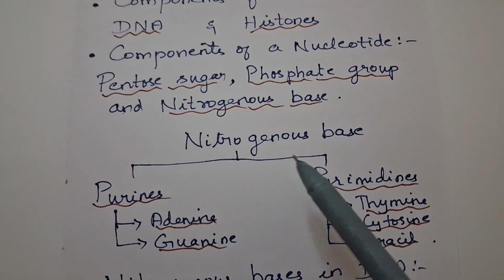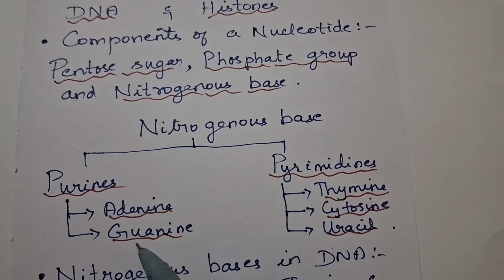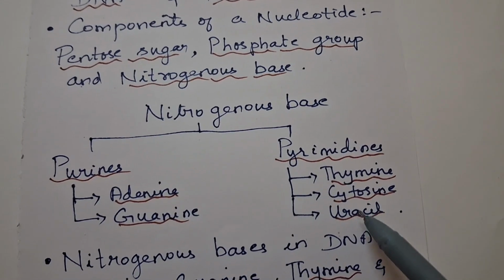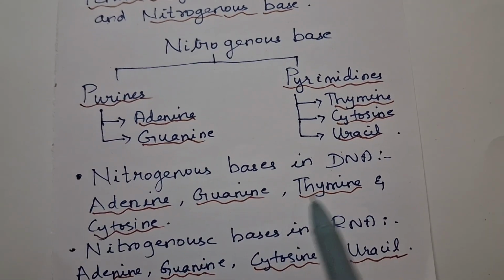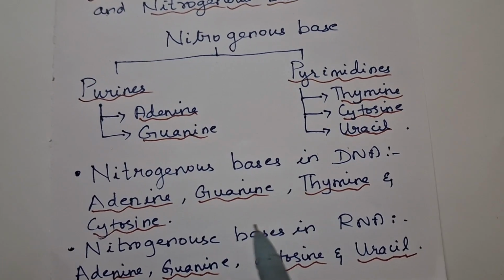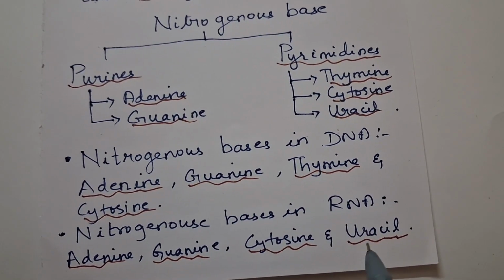What are the nitrogenous bases? Purines and pyrimidines. Purines are adenine and guanine. Pyrimidines are thymine, cytosine and uracil. The nitrogenous bases in DNA are adenine, guanine, thymine, and cytosine, whereas in RNA, you don't find thymine, you find uracil instead.